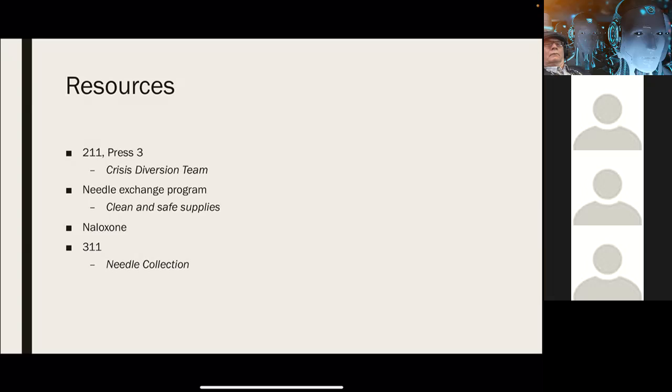Another program is the Needle Exchange Program. It does education and provides clean and safe supplies for the community members to use.